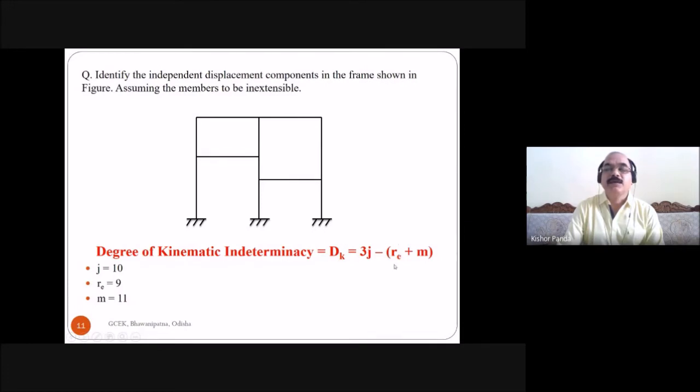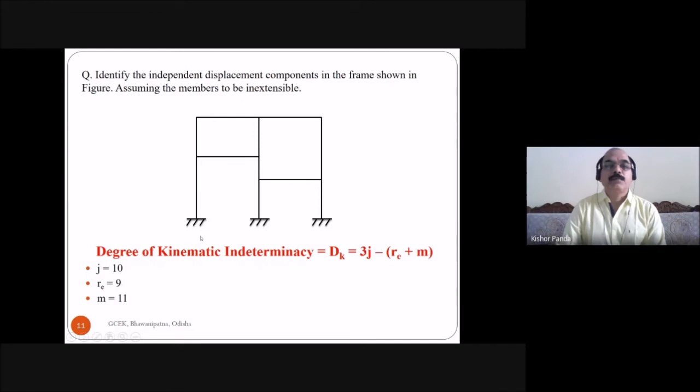But for the inextensible member case, you have to take the formula DK is equal to 3J minus R plus M. Simply count how many joints, how many members, and how many external reaction components there are here, and using this you will find the degree of kinematic indeterminacy. Take J as the number of joints. How many joints are here? 1, 2, 3, 4, 5, 6, 7, 8, 9, 10. 10 joints.